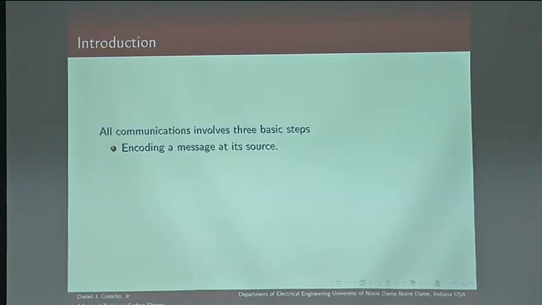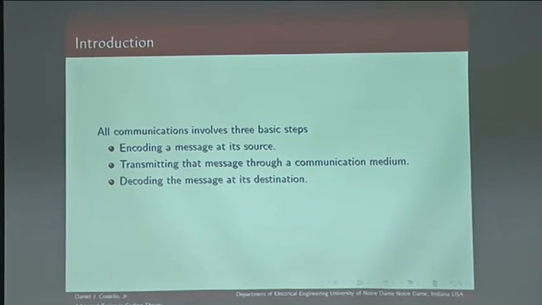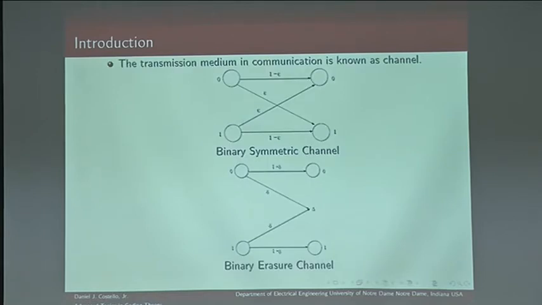There's three basic steps in any communication system: encoding a message, transmitting it through a communication medium, or what we call a channel, and then decoding once the message gets to its destination. So what's a channel? Well, these are a couple of examples. These are actually channel models. A channel is an actual physical transmission medium, but in order to do analysis of digital communications, and in particular coding, we need to abstract the actual physical channel to a model, and these are some of the popular models that are used in coding theory.